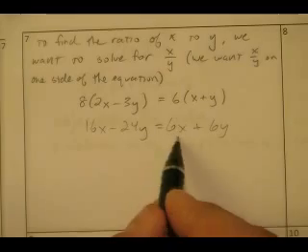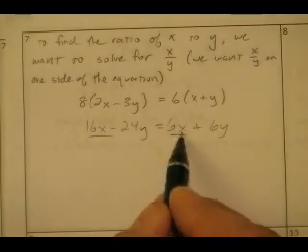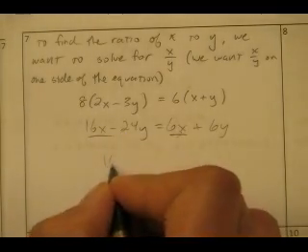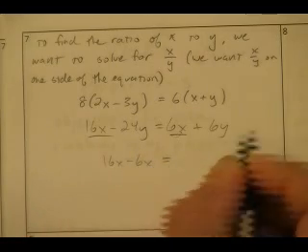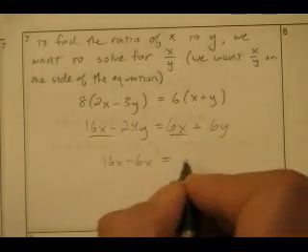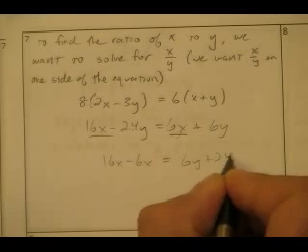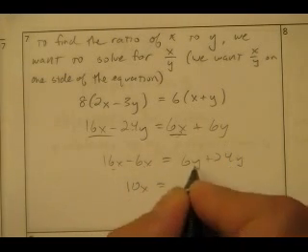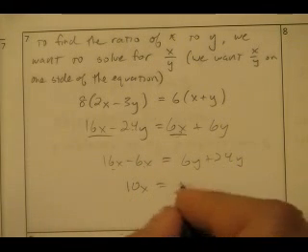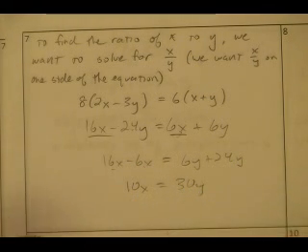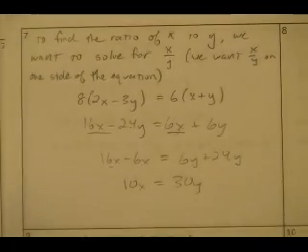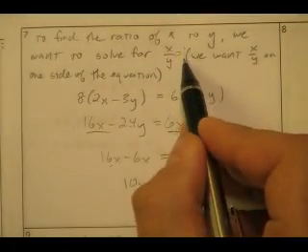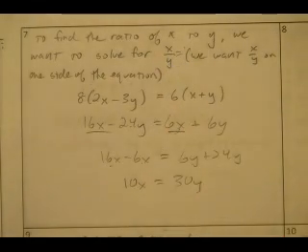I'm going to collect all the x terms on one side, so I'll bring this over as a negative 6x, 16x minus 6x. And add this 24y to both sides, so I get 6y plus 24y. And notice, 16x minus 6x is 10x. 6y plus 24y is 30y. Almost done. I want to know what x is to y. Well, if I can have it looking like this, x over y equals something over something, I'll know what the ratio is. So let's see.